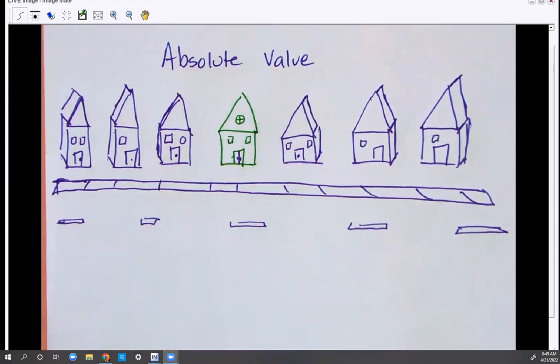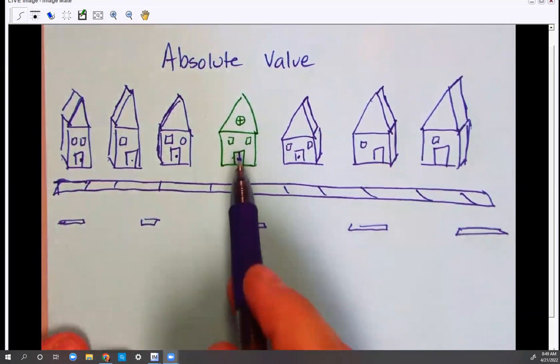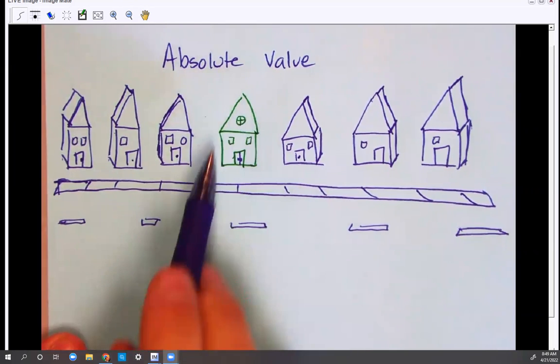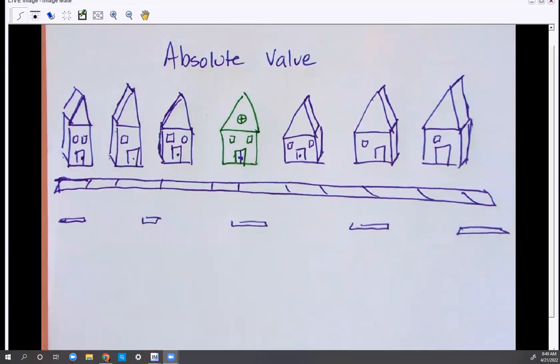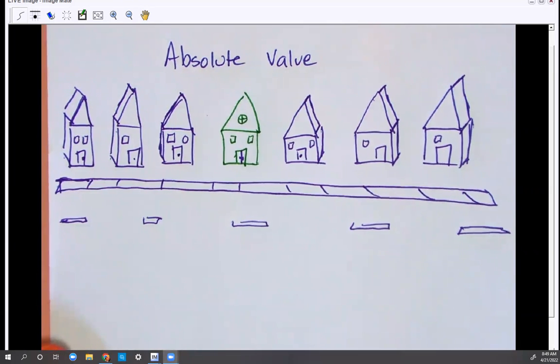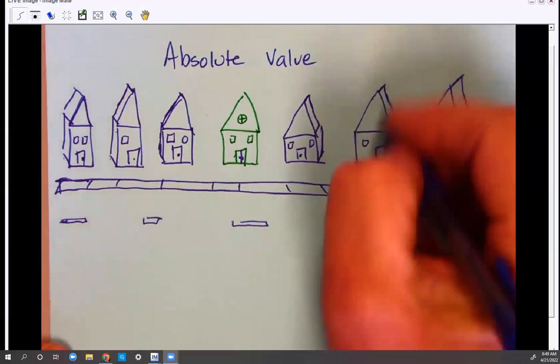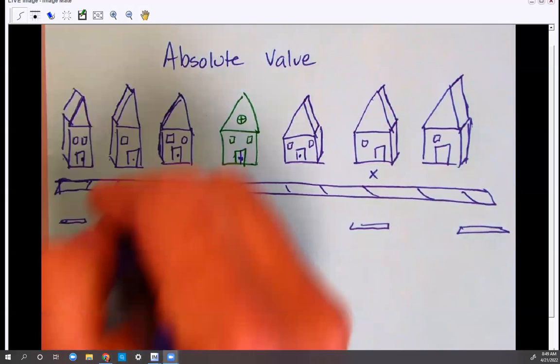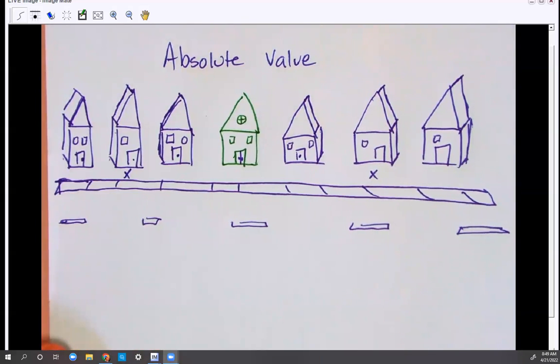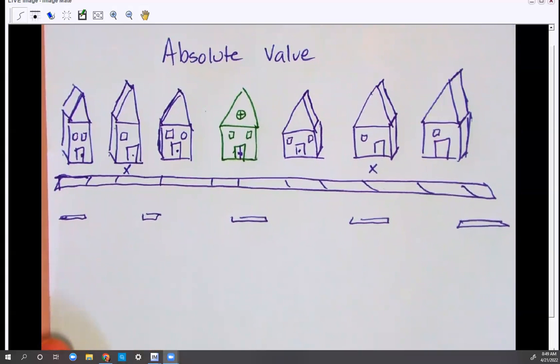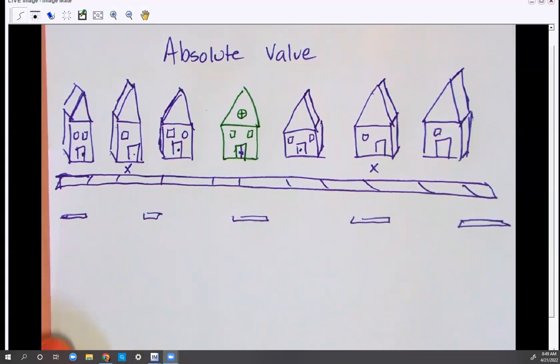So here I have my house, or my friend's house. Let's call it my friend's house. It's the greenhouse. And I call my friend and my friend says, hey, where are you? And I say, I am 2 houses away. So I could be here or I could be here, 2 houses away from being at your house.